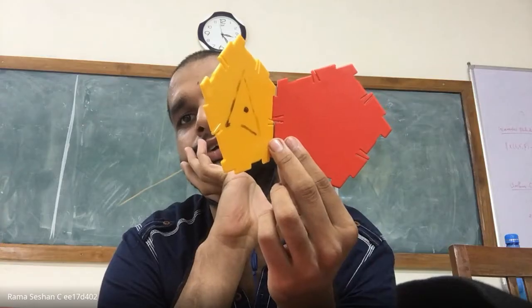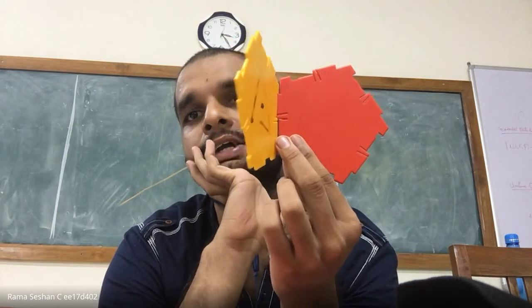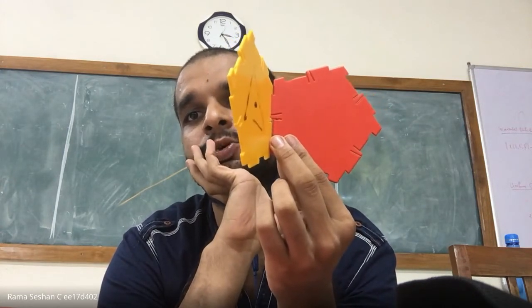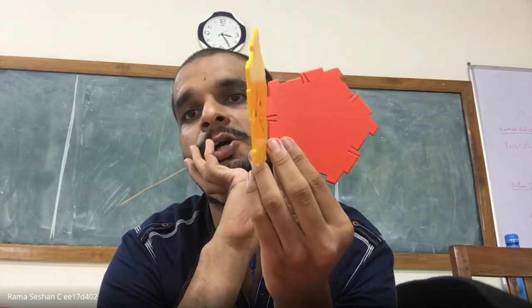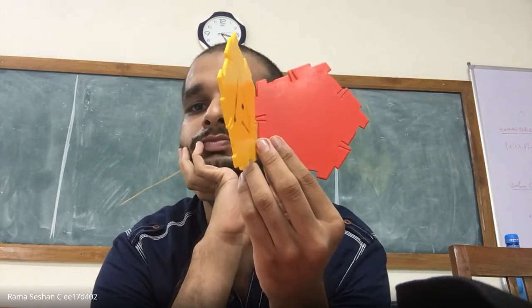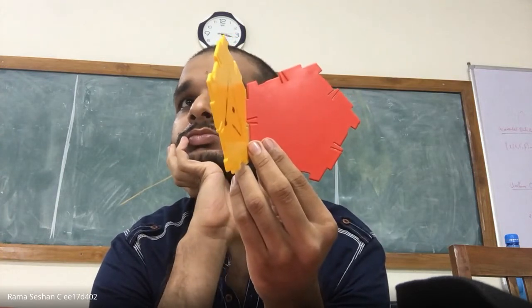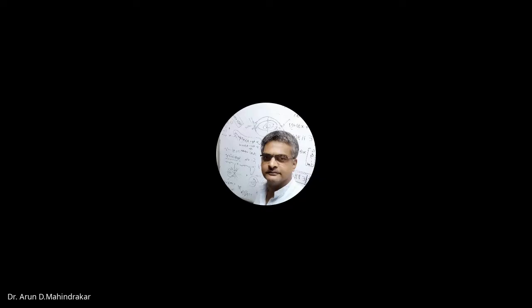But how will an ant feel? How will an ant feel if it is able to see the yellow and the red together? Can the ant imagine the yellow and the red faces together as a part of an infinite Euclidean plane and do all the Euclidean geometry stuff on that? What do you think? No. Why?